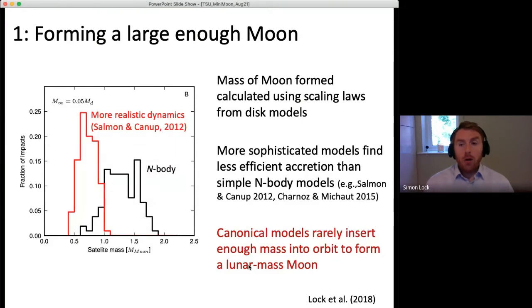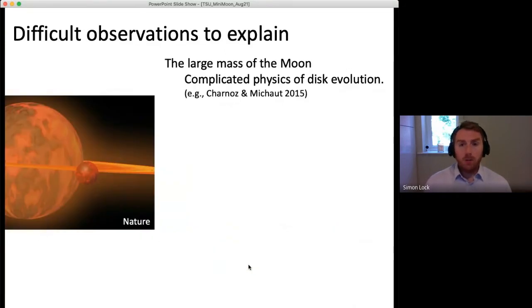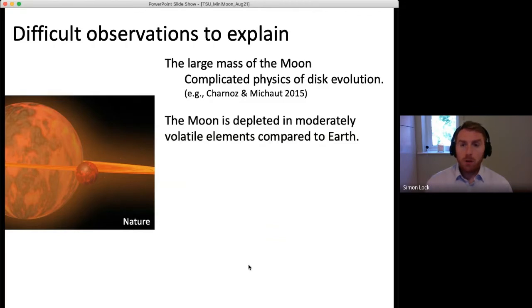And so really the canonical impact is very fine-tuned to get as much mass into orbit as possible, and it may be that that is not actually enough. So this is one sort of less talked about but quite significant barrier that we have to overcome with lunar formation.